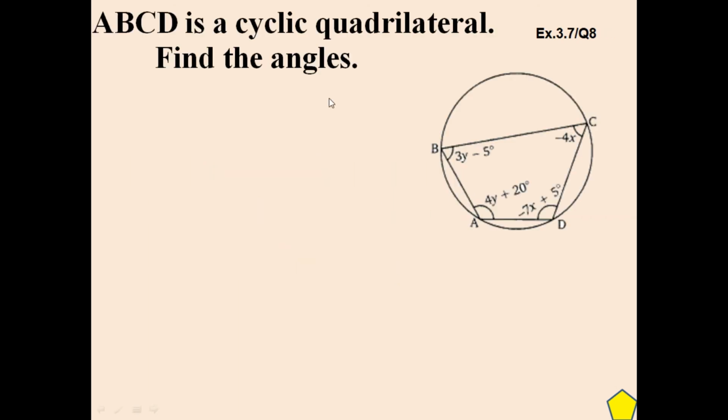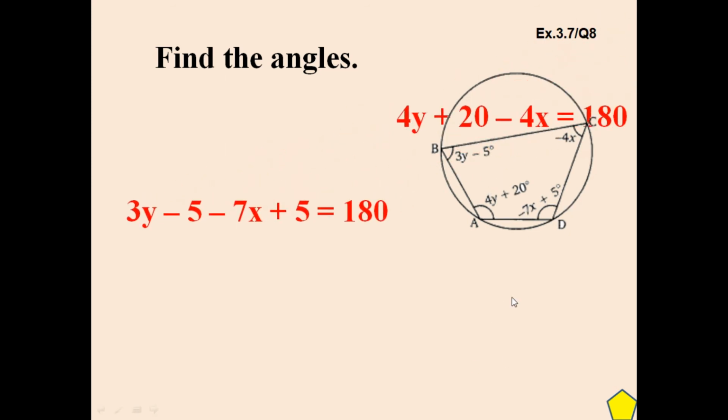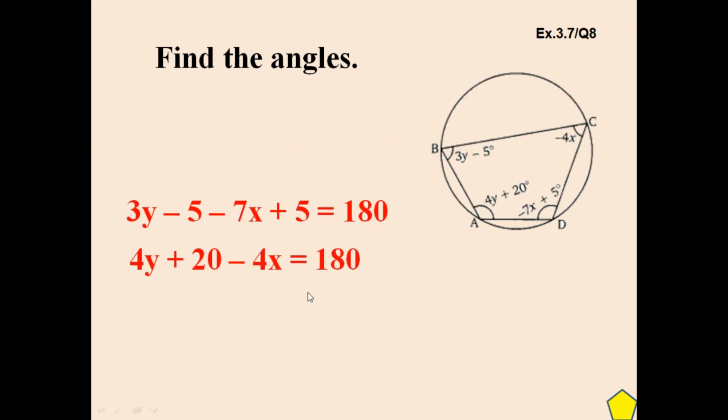Let's look at another example. ABCD is a cyclic quadrilateral. Find the angles. Now, for solving this question, it is important for you to recall what a cyclic quadrilateral is. What are the properties of a cyclic quadrilateral? In a cyclic quadrilateral, the vertices of the quadrilateral lie on a circle and the opposite angles add up to 180. So, sum of this angle and this angle is 180. Sum of this angle and this angle is also 180.